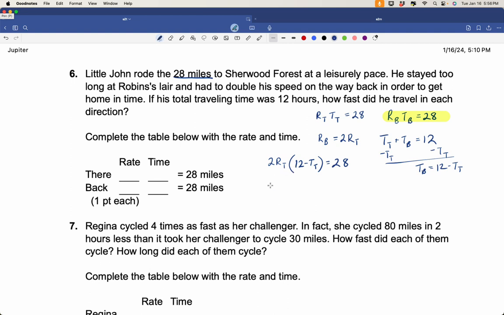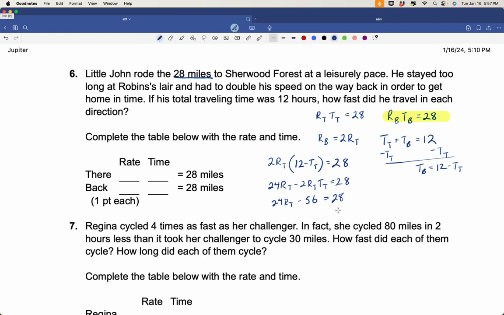So that's going to be 24 times his rate there minus 2 times his rate there, time there, equals 28. So his rate there, time there, is 28. We know that already. So 24, rate there, minus 2 times 28 is 56. So I'm going to go ahead and do that math. I'm not going to make you suffer through another line there.